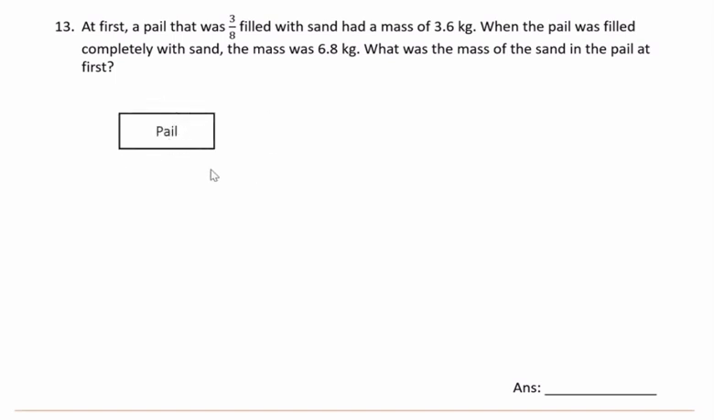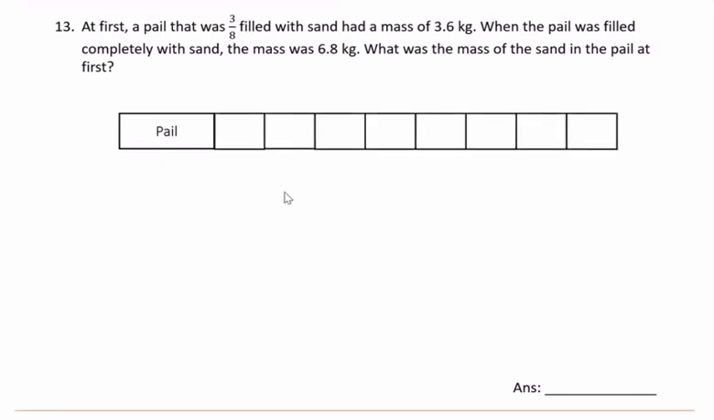Okay, so pail, right? You see the fraction 3/8. We draw 8 parts for the sand. The first question says the pail that was 3/8 filled with sand. So this pail, with 3/8 of sand in it, actually has a mass of 3.6. So 3/8, we shade 3 parts now. This will represent 3/8 of sand with the pail.